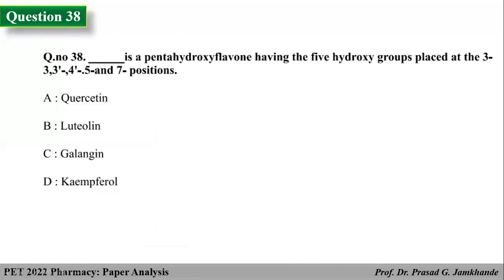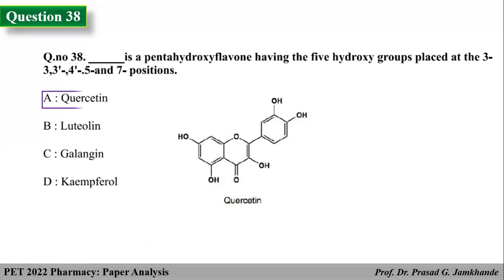Next, dash dash is a pentahydroxyflavone having 5 hydroxyl groups placed at the 3, 3', 4', 5, 7 positions. Simply they have mentioned the structure and they have asked about the placement of hydroxyl groups at different positions. If we place the hydroxyl groups at the different positions in this particular pentahydroxyflavone ring, we will get the structure of quercetin. So the correct answer is option A, quercetin.